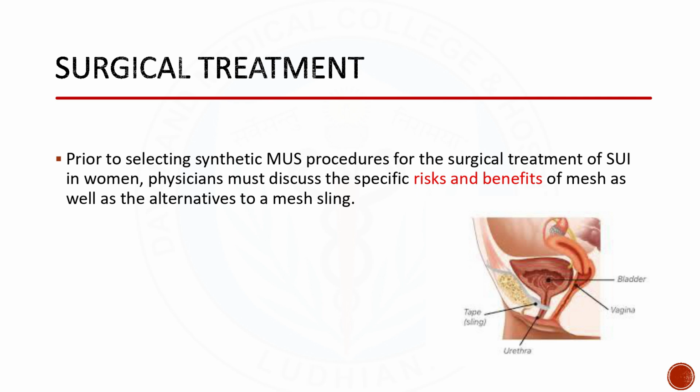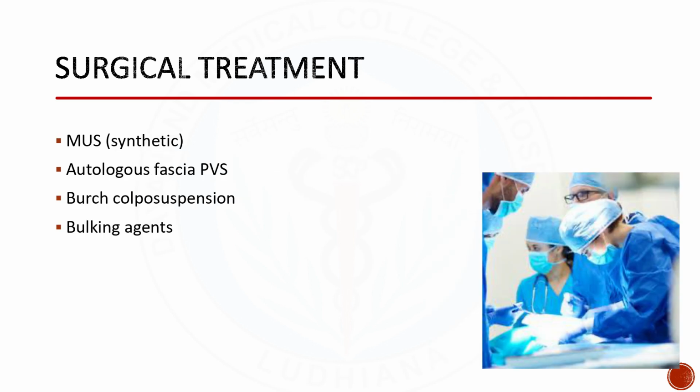So your first line management was lifestyle, then was your medical management. Can you go ahead with the surgical management? Yes. The risks and benefits are to be conveyed to the patient, a shared decision to be done. And what form of surgeries we've already heard. It could be the mid-urethral slings, it could be the autologous fascia, it could be a Burch surgery, or even we can inject some bulking agents near the urethra. So we have a variety of surgical treatments.